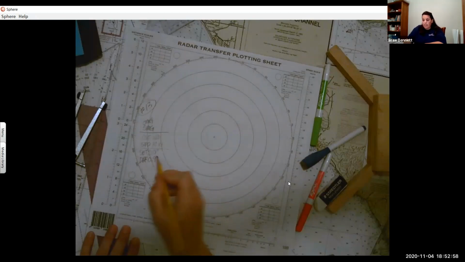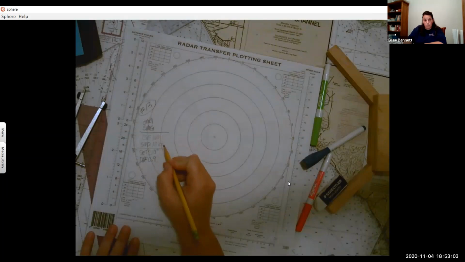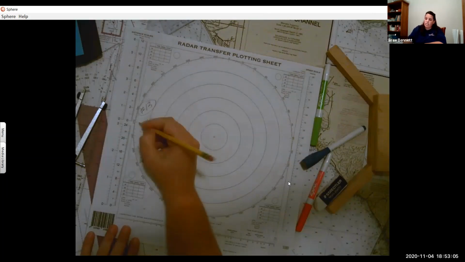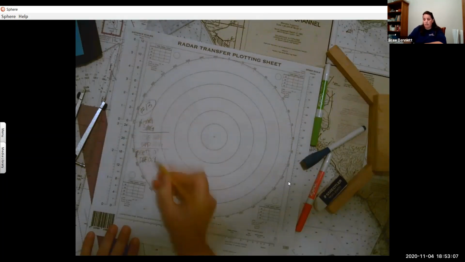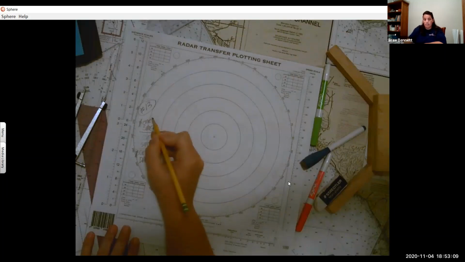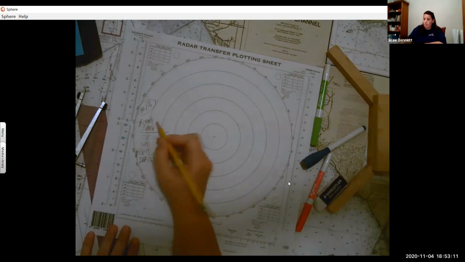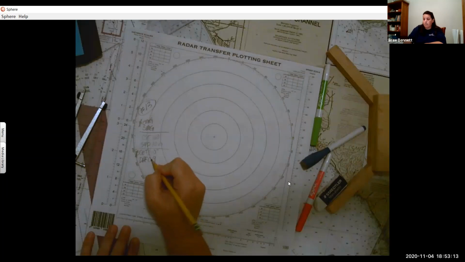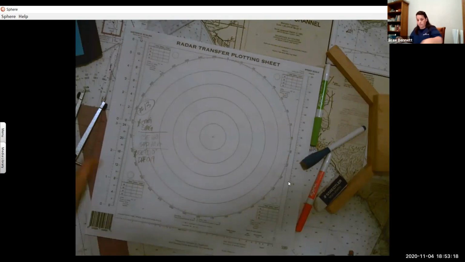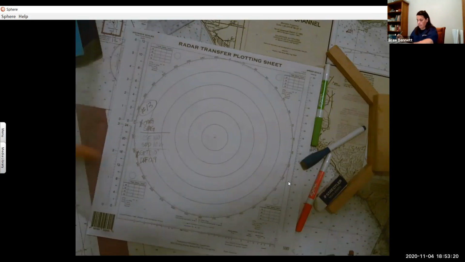Okay, so they gave us a set and a drift and our boat's course and our boat's speed. What starts from the center is our set and drift, our current, but we have no numbers for current. So we're going to start with set and drift. So we have 210 at 0.9. Let's find 210.